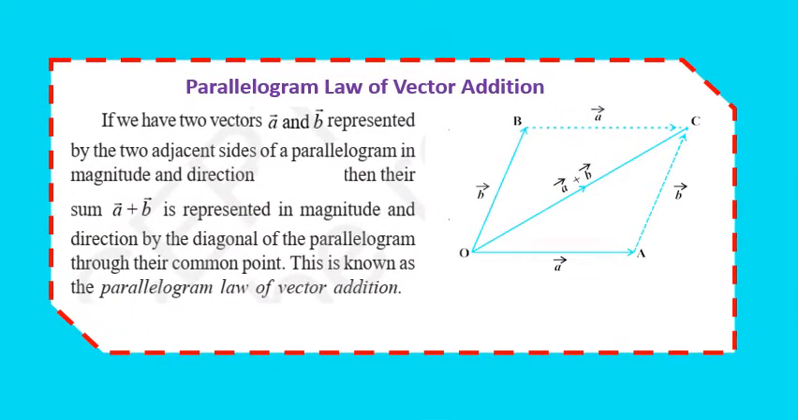Next we have the parallelogram law of vector addition. So if we have two vectors, vector A and vector B, representing the adjacent sides of a parallelogram, as in the figure, vector A is OA and BC, and vector B is AC and OB. Then the resultant of the addition, that is vector A plus vector B, will be along the diagonal of the parallelogram. Okay, so the diagonal OC will be equal to vector A plus vector B. This is called the parallelogram law of vector addition. Clear? So pause and note down this point.